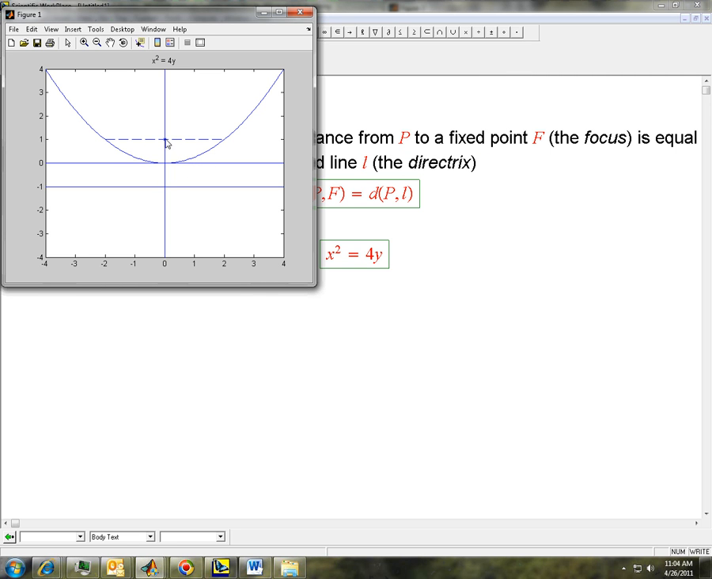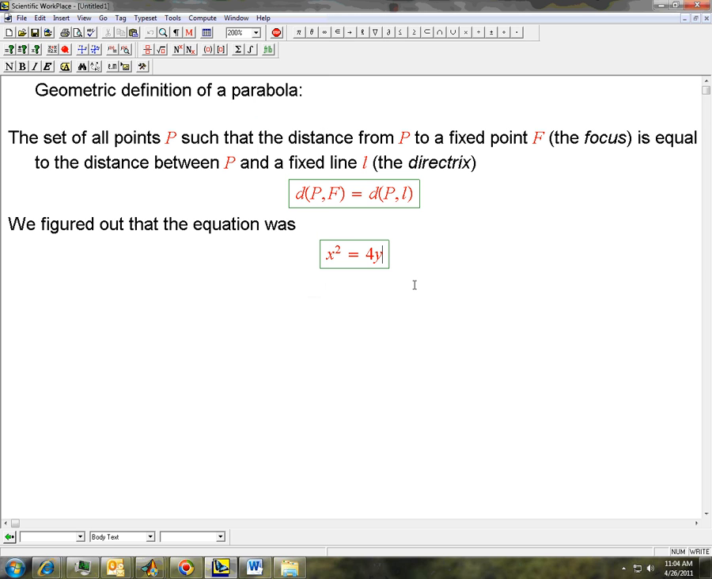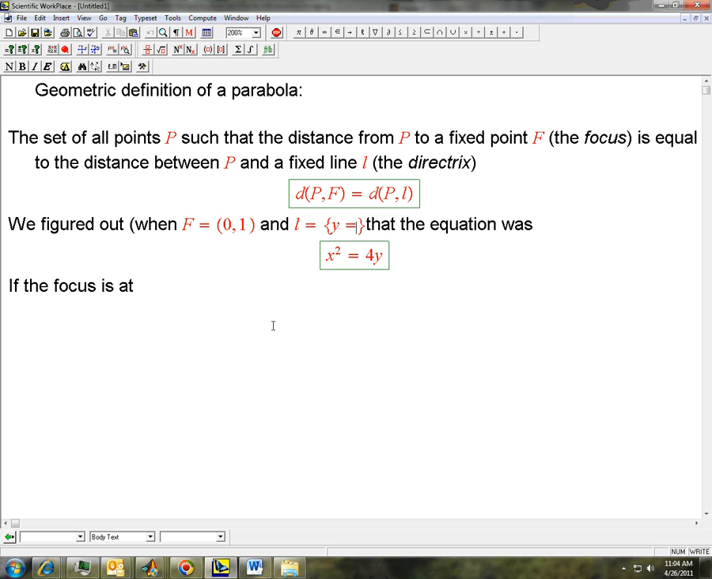What if we pushed this focus up or down and then also moved the directrix so that the midpoint would still be at the origin? So that, in other words, we figured out for our example, when F was equal to 0, 1, and L, I called it D for directrix in class, but the book uses L, so we'll go with that. That was the line y equals minus 1.